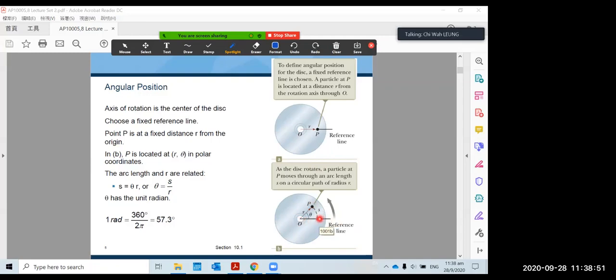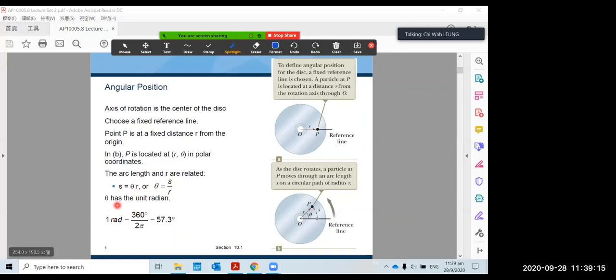The length of the arc could be defined mathematically by the equation here, which you probably have learned before. S is the arc length. It is equal to theta times r. And that is the definition of the angle in radian. How is the arc length compared to the radius of the motion?